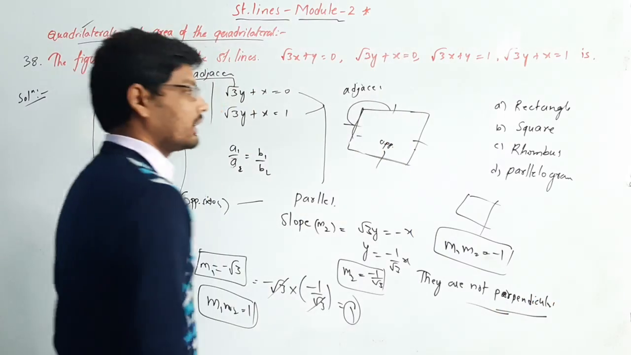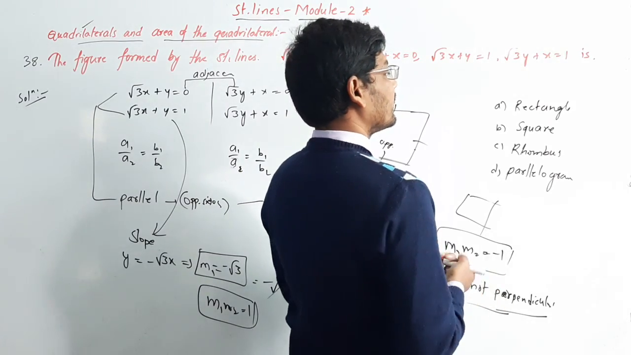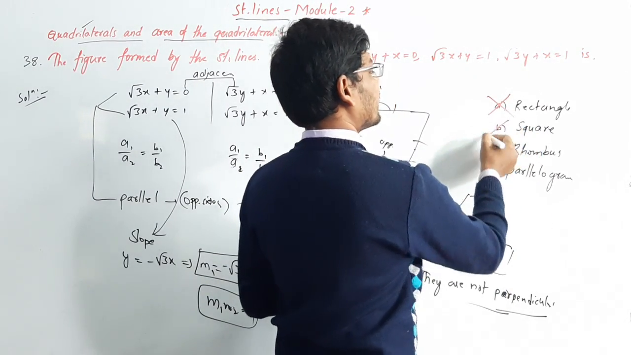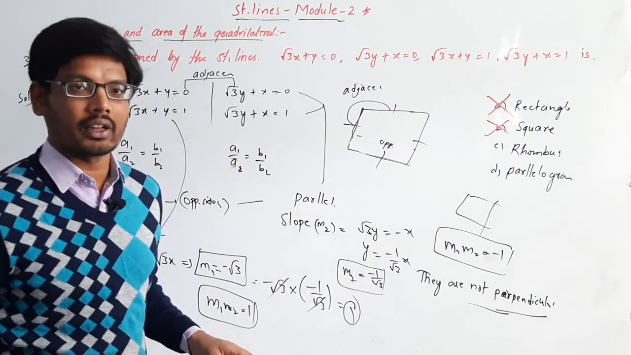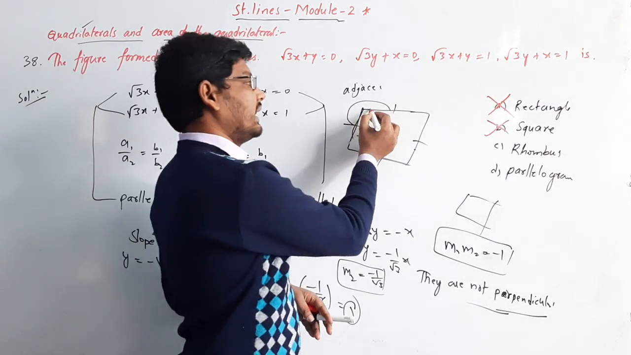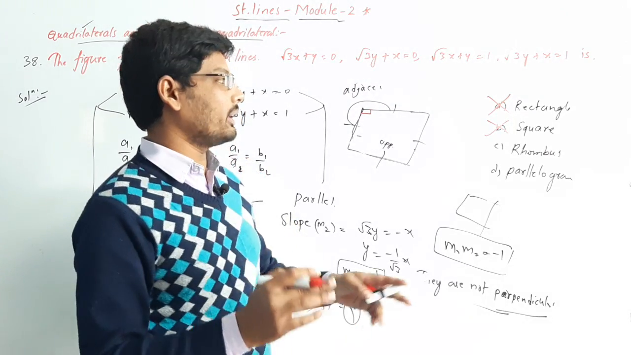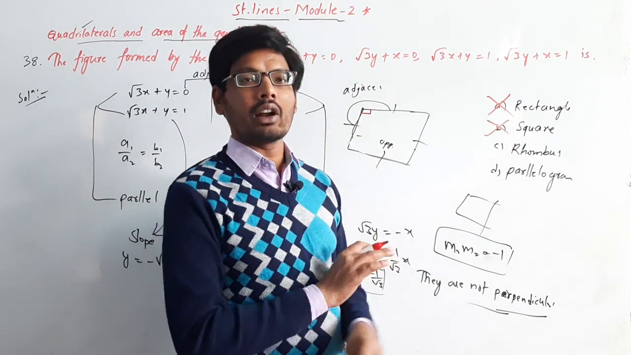They are not perpendicular. If they are not perpendicular, directly you can say rectangle and square is not possible here. The adjacent sides are not perpendicular. If the adjacent sides are not perpendicular, rectangle and square is not possible.